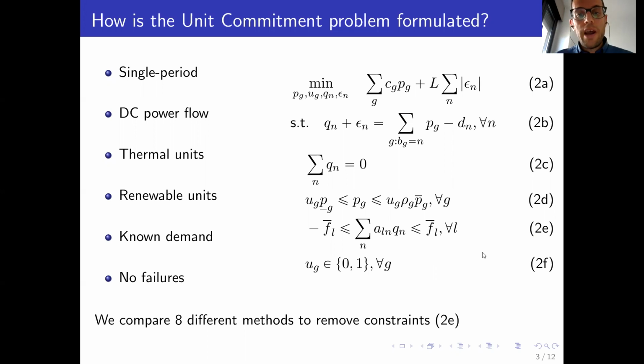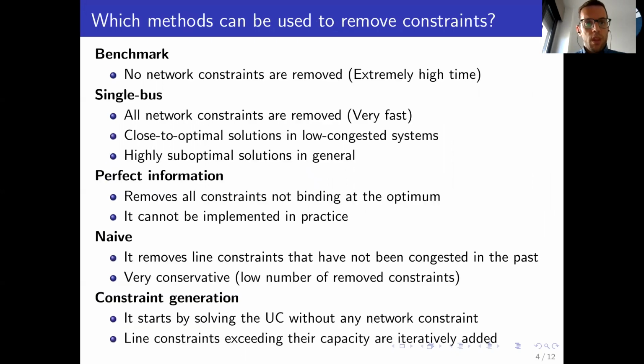So we are going to compare 8 different methods to find out which constraints we can safely remove. The first 5 methods are kind of naive methods. For example, the benchmark method is just we don't remove any constraint, and then the computational time of the unit commitment is going to be very high. Then we have the single bus approach where we remove all the constraints. It's going to be very fast. It's going to deliver a close to optimal solution if the system is not very congested, but in the general case, the solutions are not going to be very good.